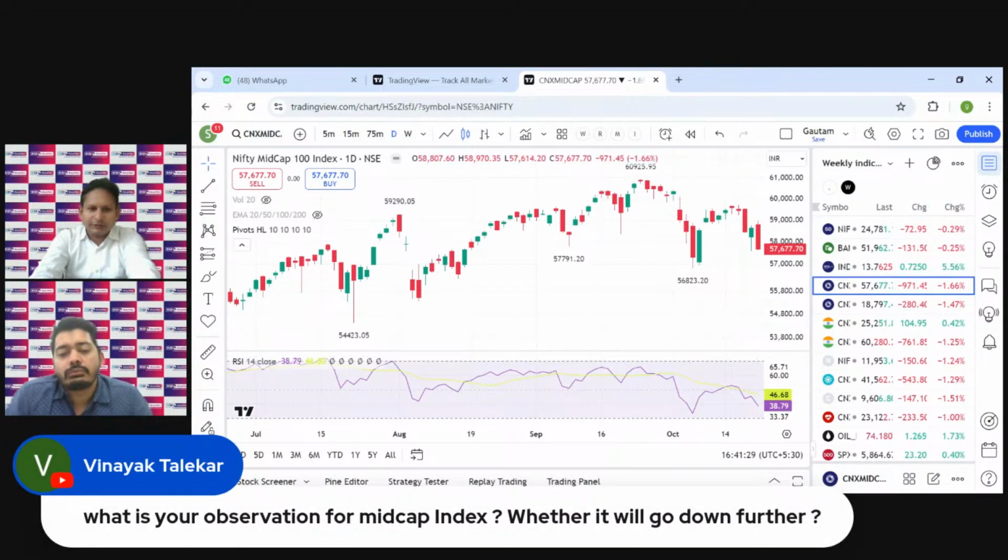Moving on to the next question from Vinayak Talekar. What is your observation for the mid-cap index? Whether it will go down further? Over to you, Gautam.